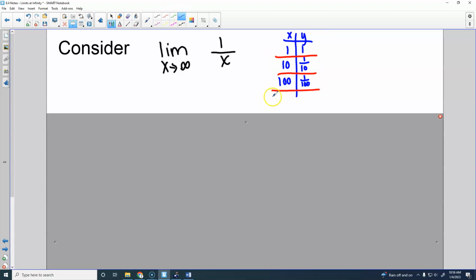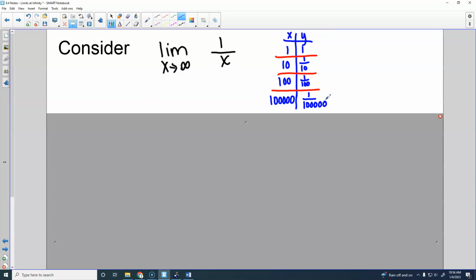What about 100,000? 1 over 100,000. What is happening to that y value? It's tiny right there. Like we're getting closer to 0.